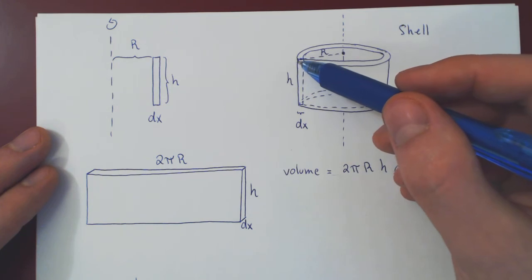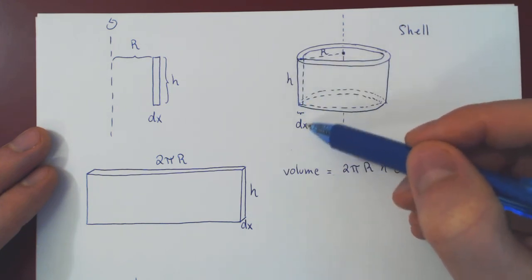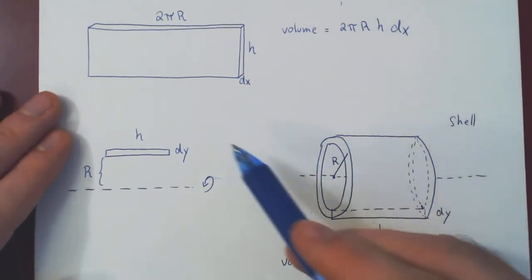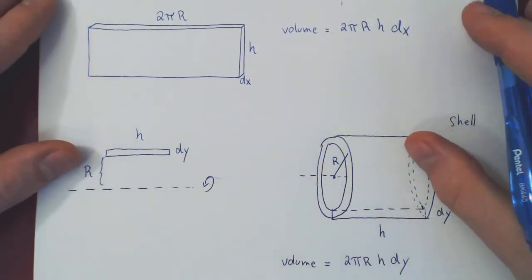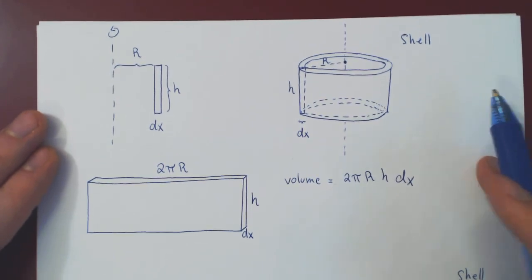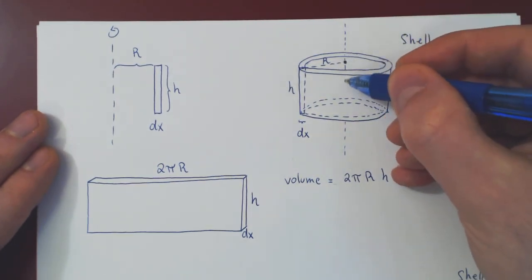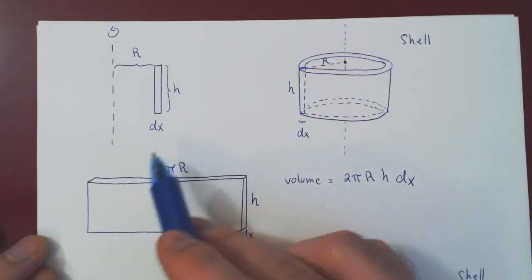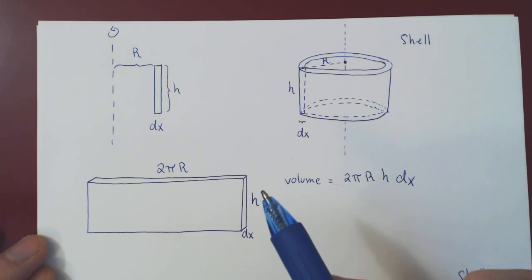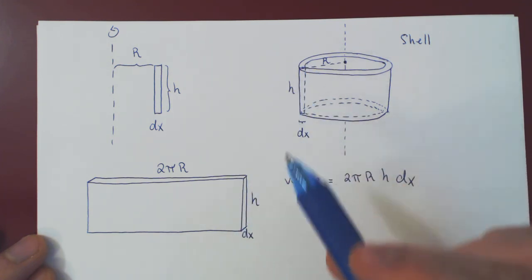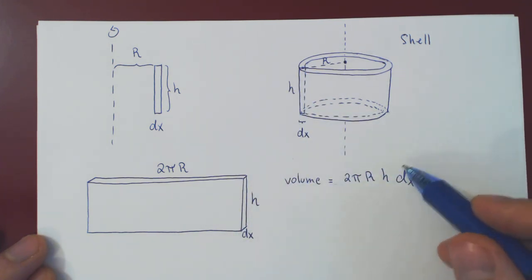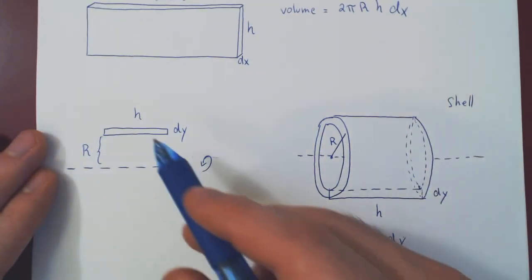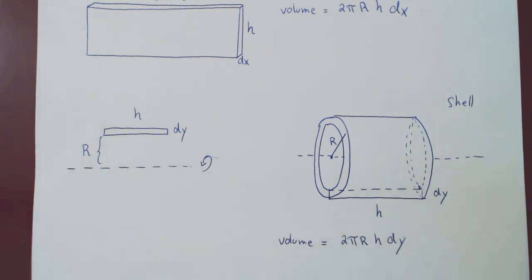You need the radius of the shell, the height, and the thickness being the width of the rectangle, whether it is dx or dy. And the volume is very simply obtained. If you think of cutting one side of your shell open and flattening it out, you have a rectangle. The length is the circumference of the shell, 2 pi r. The height is the height of the rectangle, h. And the thickness is either dx in the case of a vertical rectangle, or dy in the case of a horizontal rectangle. And that's it.